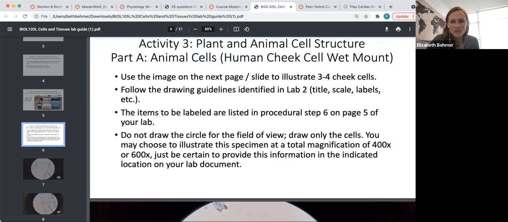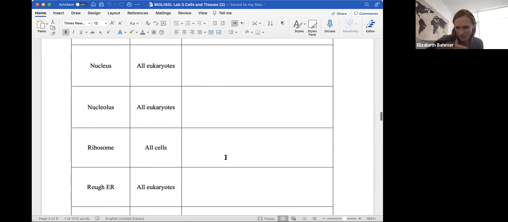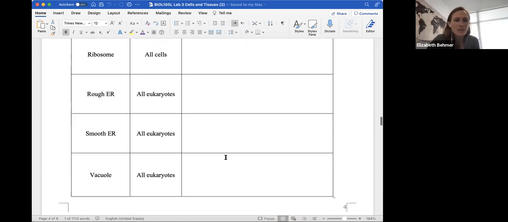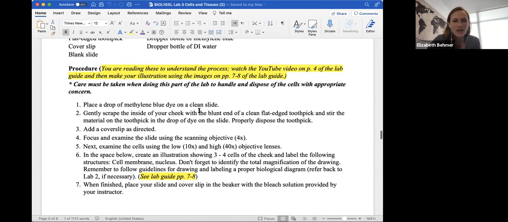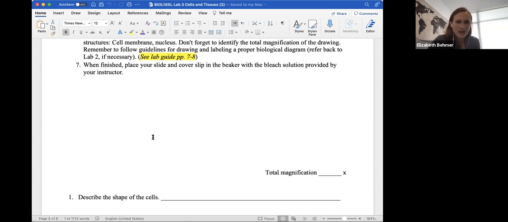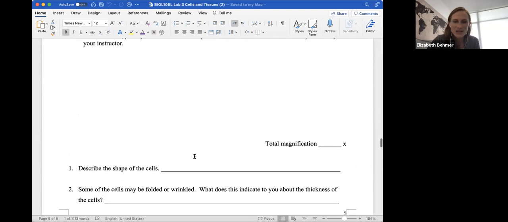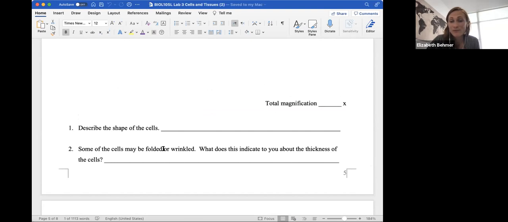I'm going to go through your worksheet just to see what else we have to do for this part for activity 3. So again, activity 2 takes you through listing all the jobs and functions of the organelles. And here's activity 3. I think you'll have to draw the example that we give you of the cheek cells. Don't forget to put a title and the magnification. Describe the shapes of the cells. Some of the cells may be folded or wrinkled. And what does this indicate to you about the thickness of the cells?